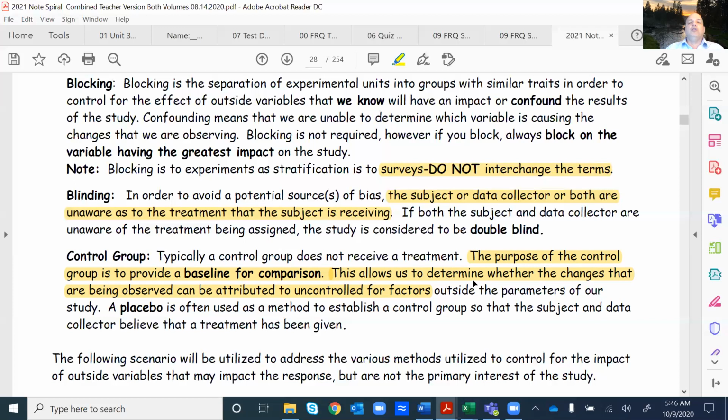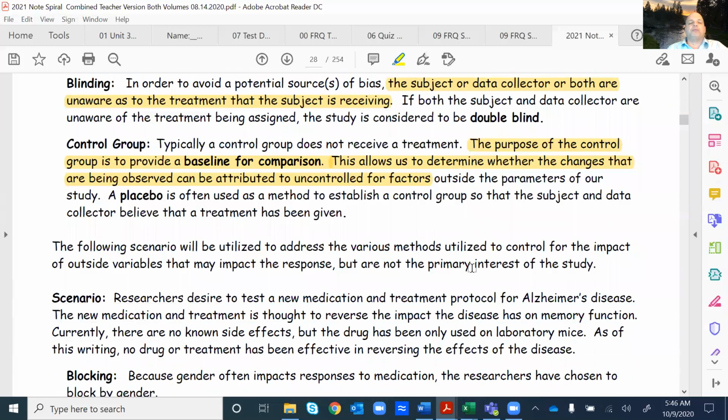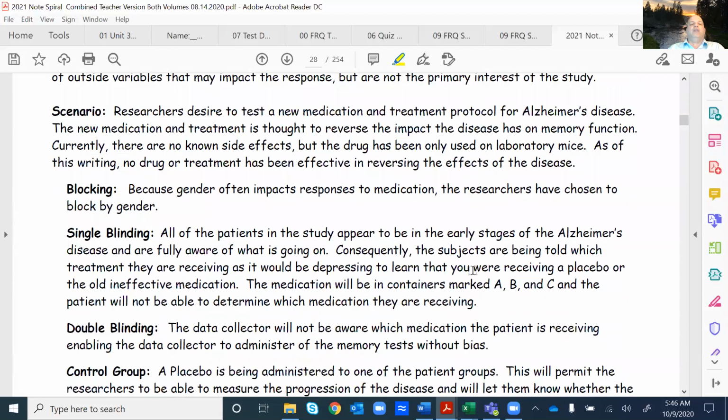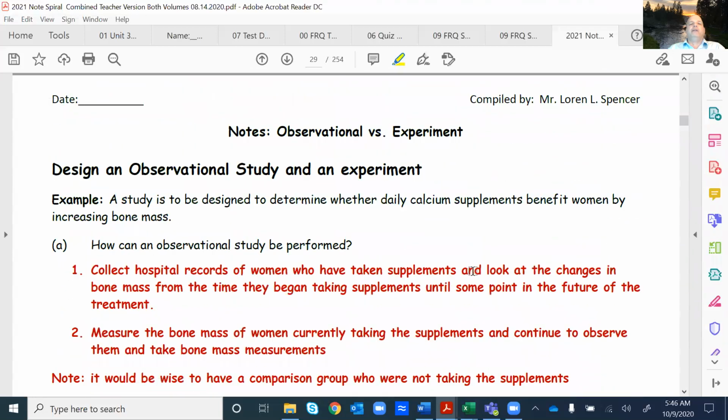So the purpose of a control group is to provide a baseline for comparison. That's huge. I would say that every single time: What's the purpose of the control group? To provide a baseline for comparison so we know whether or not the changes we are observing are due to the treatments or to an outside factor or an outside variable. Okay, so we've talked about that.